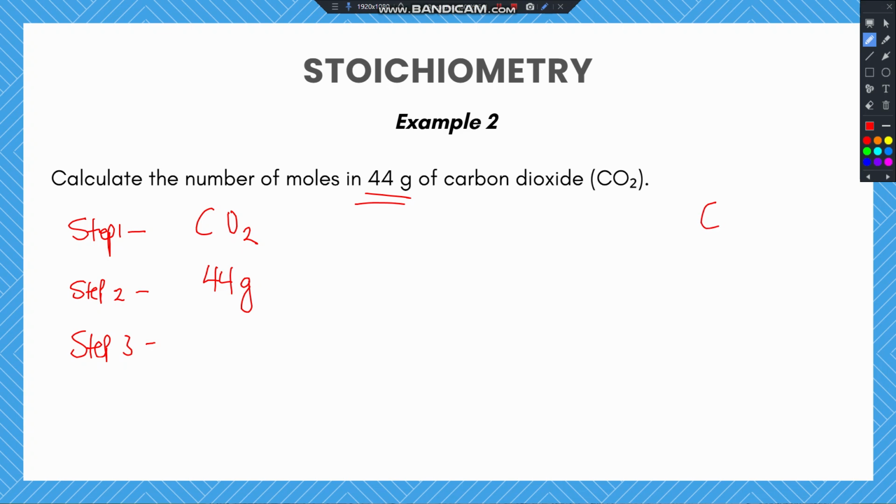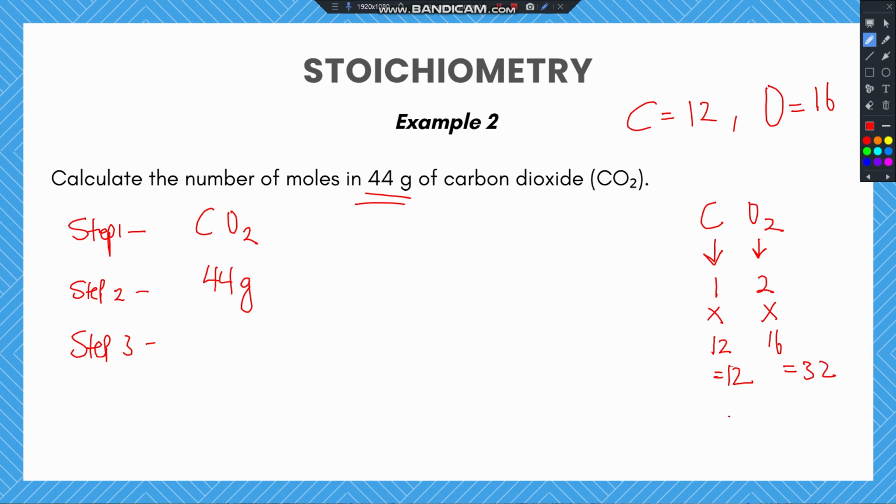Well, we have CO2. Carbon appears just once, oxygen appears 2 times, and carbon has the atomic mass of 12, oxygen has the atomic mass of 16. So this becomes 1 times 12 for carbon. This is equal to 12. And then we have 2 times 16 for oxygen. This is equal to 32. Altogether, we have 32 plus 12. This gives us 44. So we have 44 grams per mole as the molecular mass for carbon dioxide.